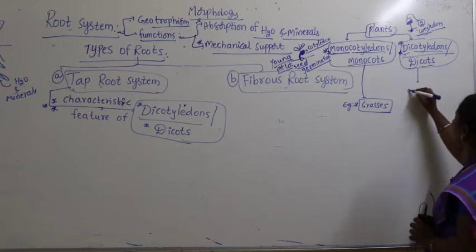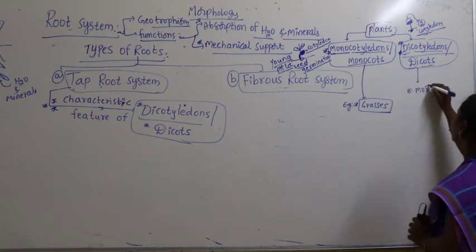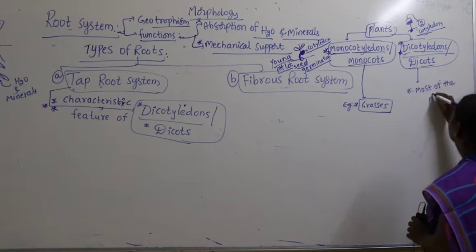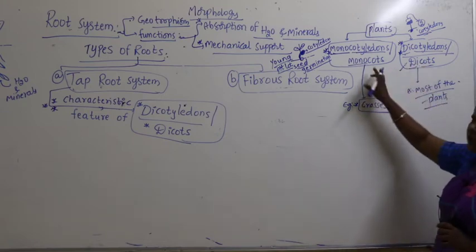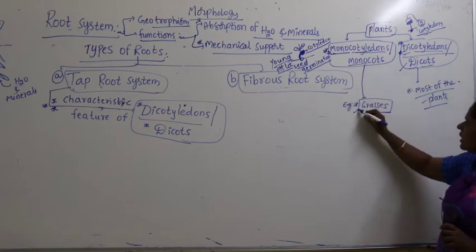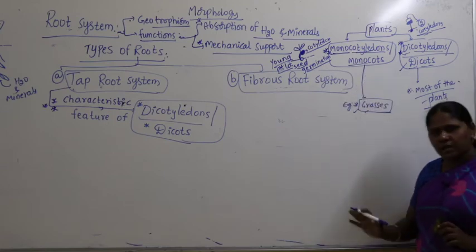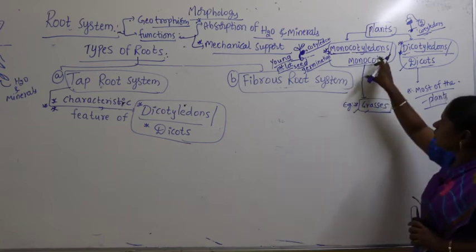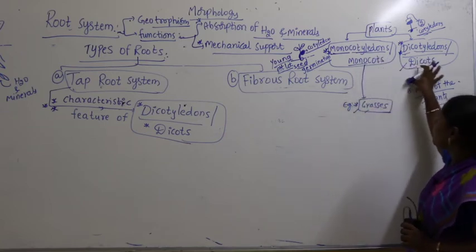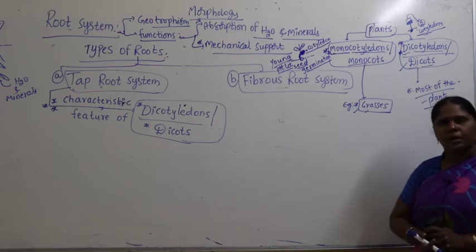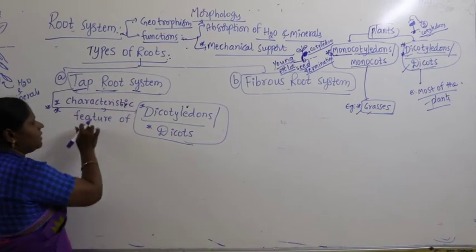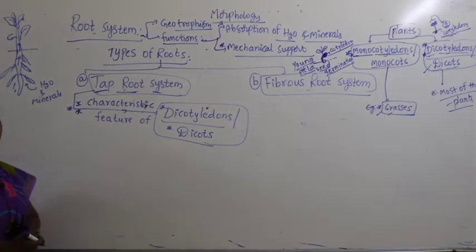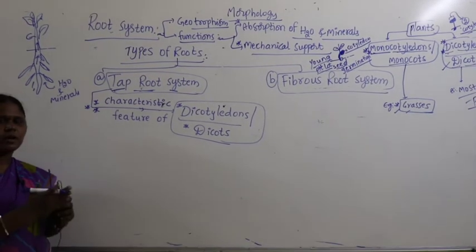Most of the plants we find, almost all plants, are dicotyledons. Few are monocotyledons, for example grasses. So guys, now you have clarity between monocotyledons and dicotyledons. Right, now let us come back to the root system. So the taproot system is a characteristic feature of dicotyledons.